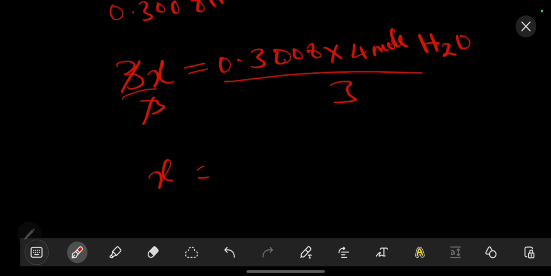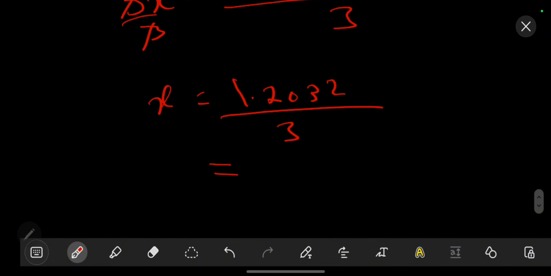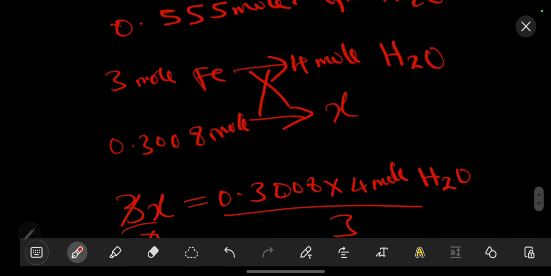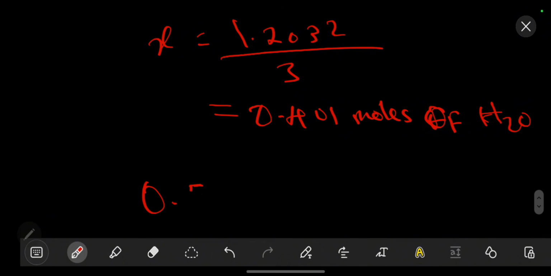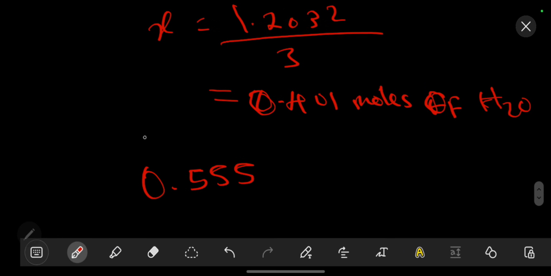That value gives you 1.2032. Divide by 3, and you are going to have 0.401 moles. Of what substance is this? It is water. But as you can see, the amount of water in terms of moles that was available is 0.55 moles.